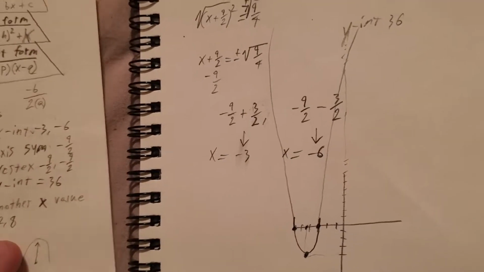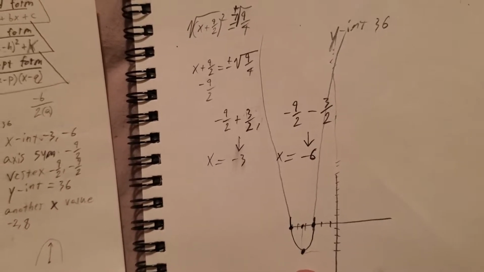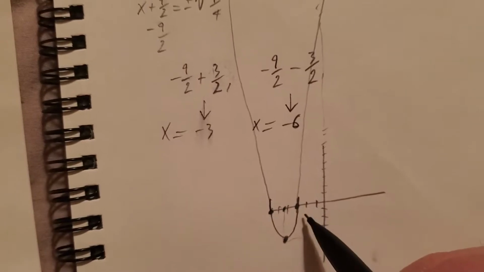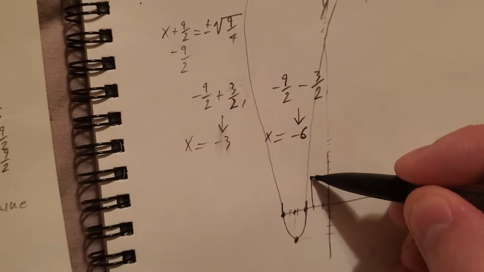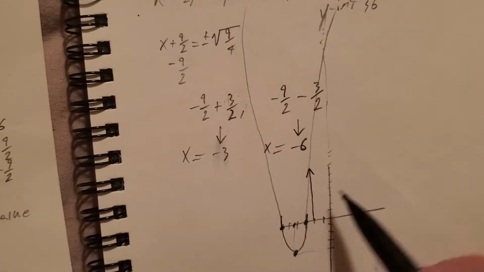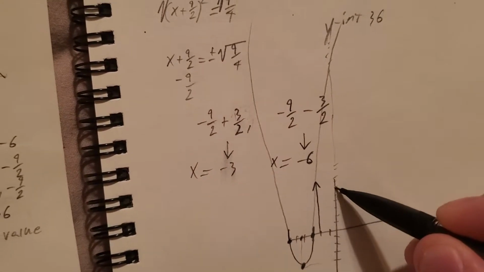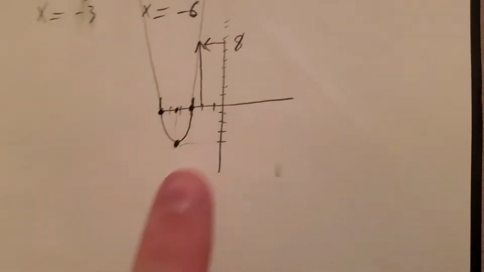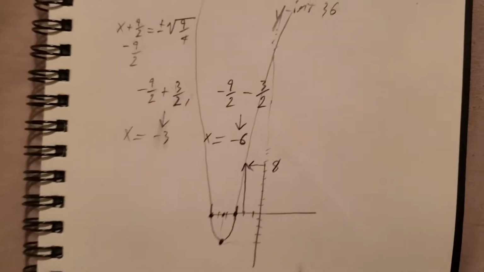The other x value, what did we put in? We said at -2, the y was equal to 8. So let's see, at -2, this is -1, that's -2. If we go up, the y value here, 1, 2, 3, 4, 5, 6, 7, 8. Yeah, that holds true. So at -2, y is equal to 8.